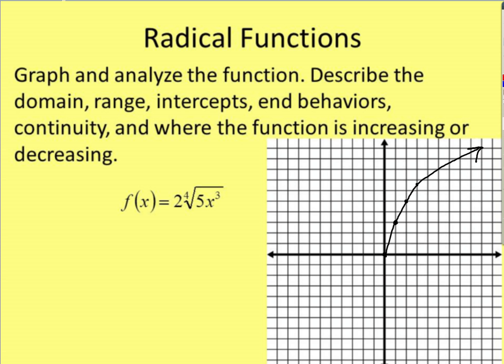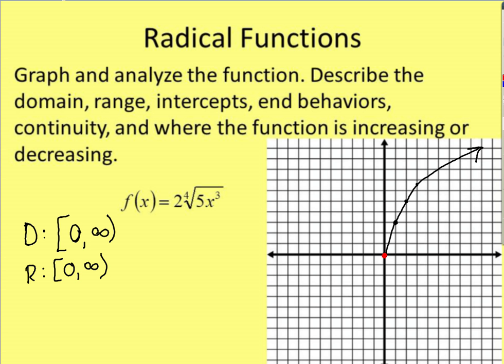So that's a square bracket. The range starts at y is equal to 0 and continues to infinity. So the range will also be 0 to infinity, including 0, which means you have the square bracket. The intercepts for this, we have one intercept right here. And it is crossing the x-intercept at 0, and it's crossing the y-intercept at 0. So we can say our x-intercept is 0, our y-intercept is 0.